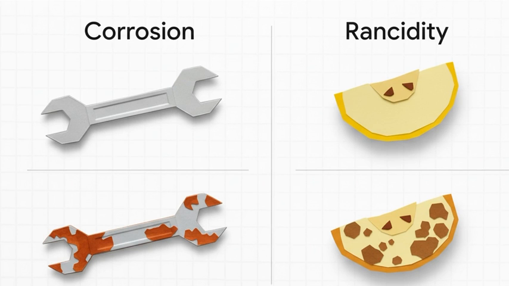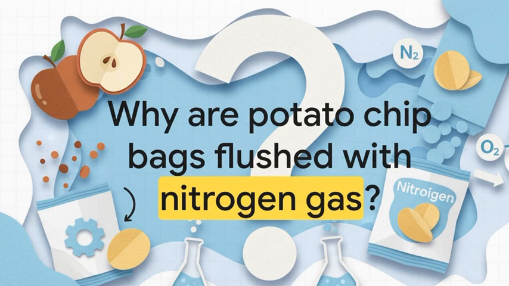Corrosion is just the breakdown of metals. Think about iron rusting or silver getting that black tarnish on it. And rancidity? That's when the fats and oils in your food go bad because of oxidation, giving them that awful smell and taste. This leads to a pretty cool real-world question. You ever open a bag of chips and feel like it's half full of air? Well, it's not actually air, and there's a very clever chemical reason for what's really in there.